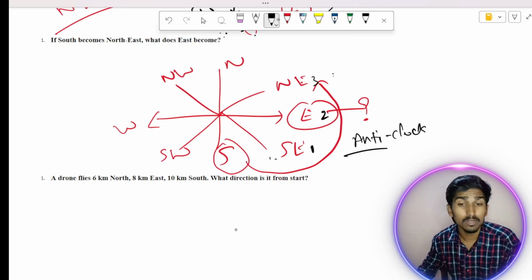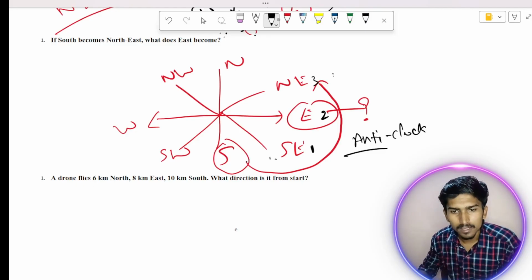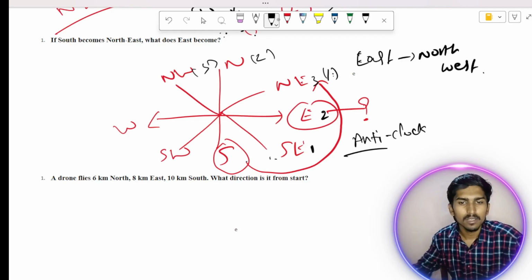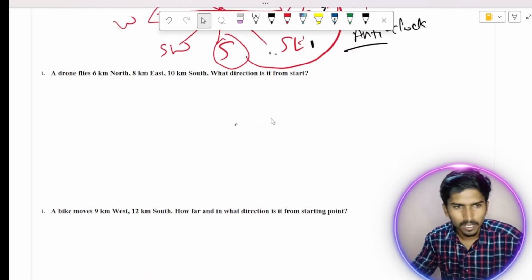The same way, what does east become? Same. Rotate the compass in the anti-clockwise direction. For example, east is here. First position leaving east, second position and third position. So east becomes northwest. Very simple. These kinds of questions will be there. These are all foundational questions. Okay, and next question.